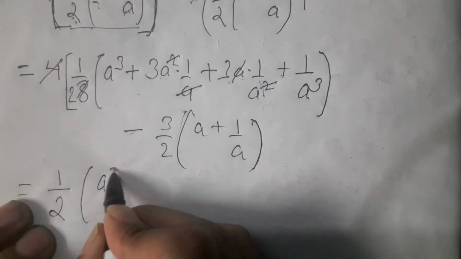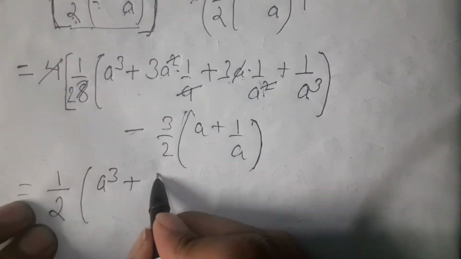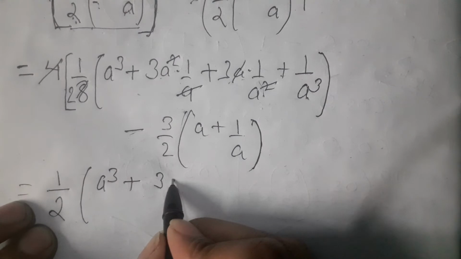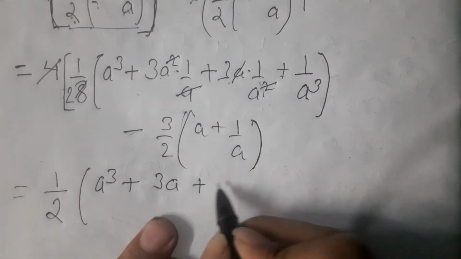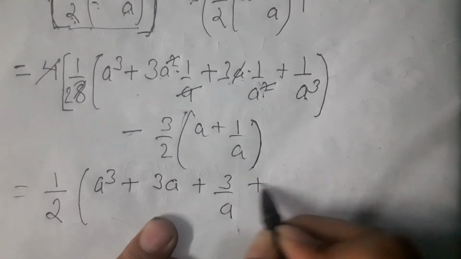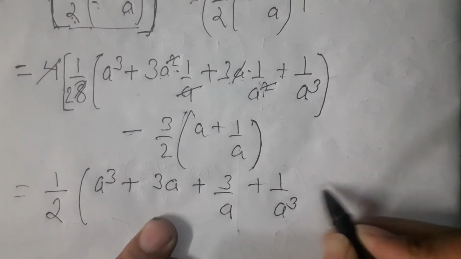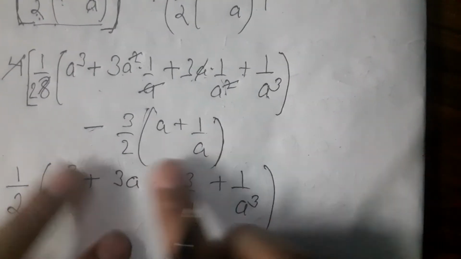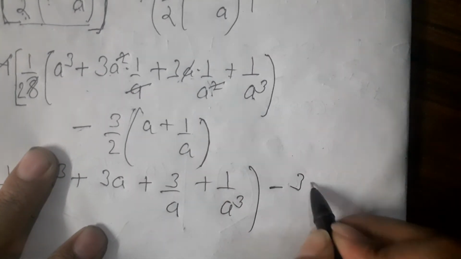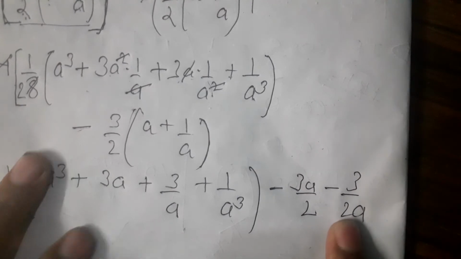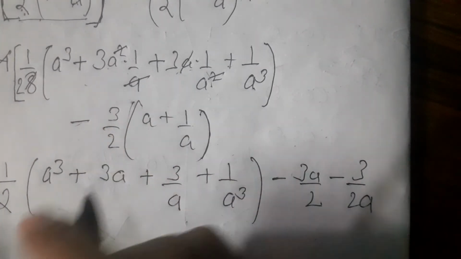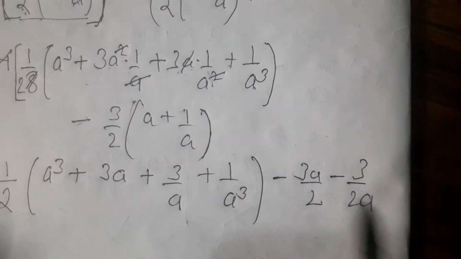And a cube plus 3a plus 3 by a plus 1 by a cube, and on the other side this time I am opening the bracket, and this becomes 3a by 2 minus 3 by 2a. This is as it is, just open the bracket. You need to understand minus times plus gives minus also.